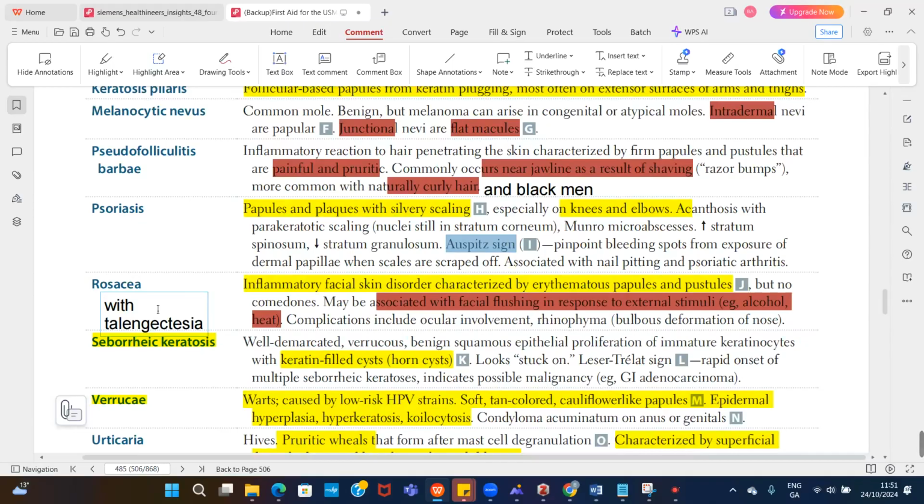What is the joker that you must always know for psoriasis? That is the joker that they might want to use to get people. And that's the fact that psoriasis is associated with nail pitting. Psoriasis is associated with nail pitting. Psoriasis is associated with formation of oil spots. Psoriasis can cause psoriatic arthritis.